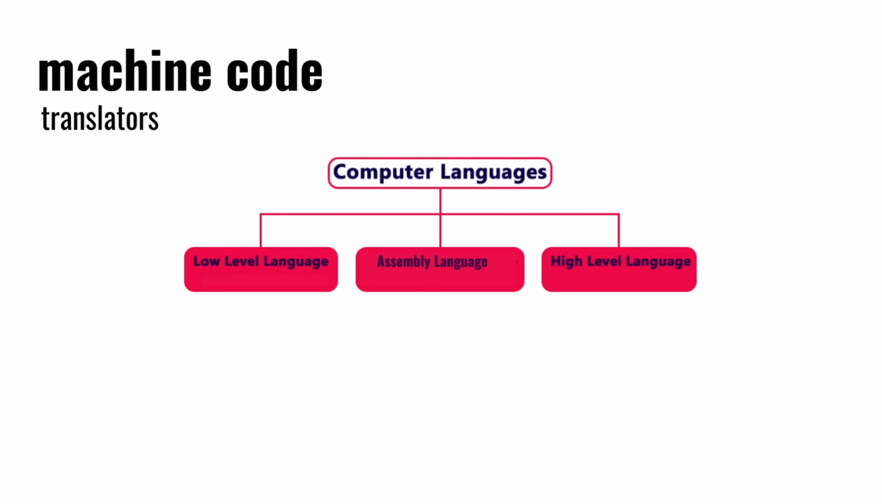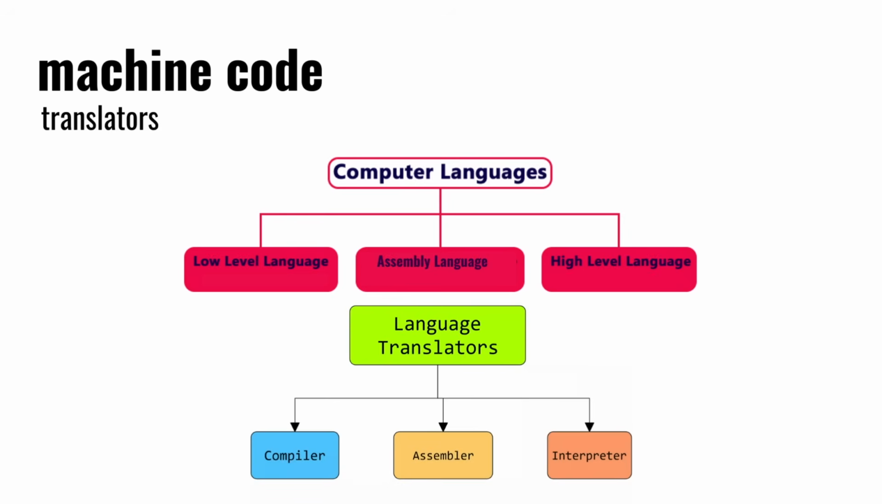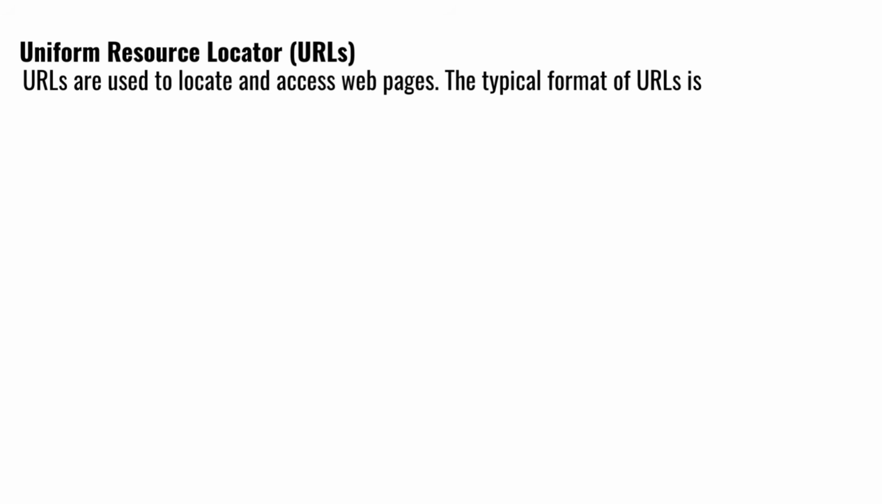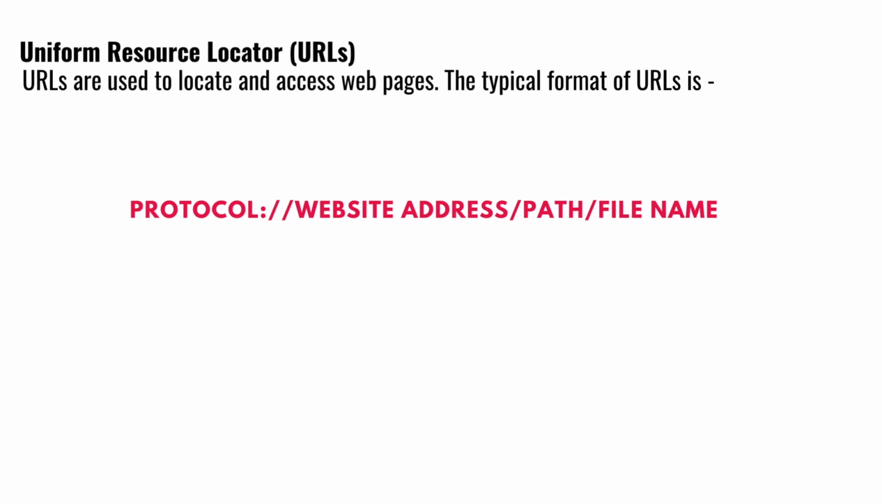To translate these languages, we need to know three types of translators, which are compiler, interpreter, and assembler. Going over utility software now, utility programs include virus checkers, defragmentation software, disk analysis, repair tools, and etc. The utility programs run in the background of a computer in order for the computer to be managed. Uniform resource locators, which are URLs, are used to locate and access web pages, and the typical format of URLs is the protocol followed by the website address, the path, and the file name.